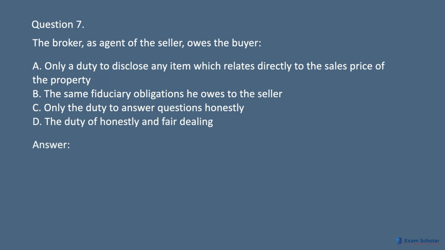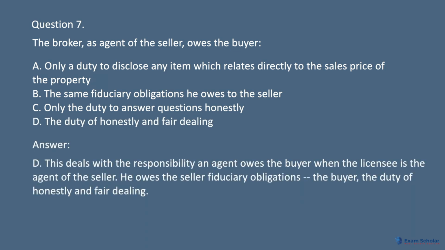Answer. D. This deals with the responsibility an agent owes the buyer when the licensee is the agent of the seller. He owes the seller fiduciary obligations, and the buyer, the duty of honesty and fair dealing.